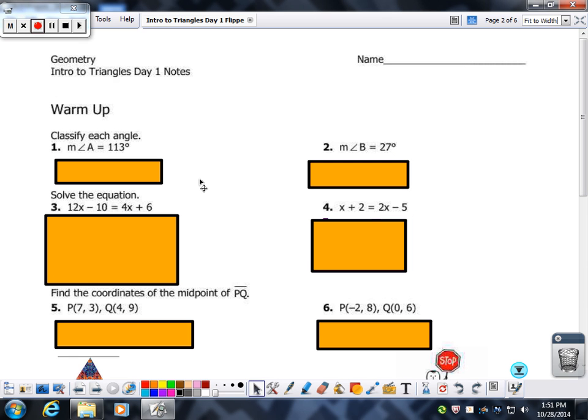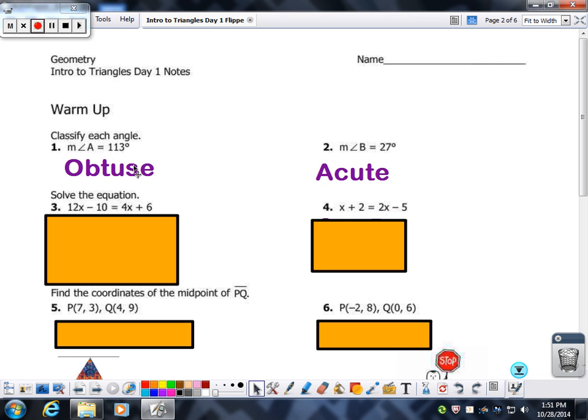Number 1 and 2, we're asked to classify each angle. Angle A measures 113 degrees. That would make it an obtuse angle. Angle B measures 27 degrees. That would make it an acute angle. By the way, you should be doing this warm-up before you start the notes and just checking your answers here.